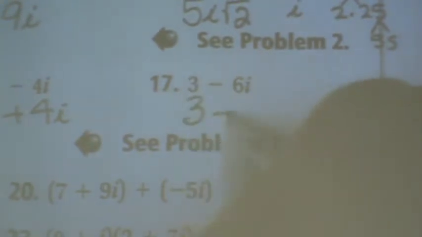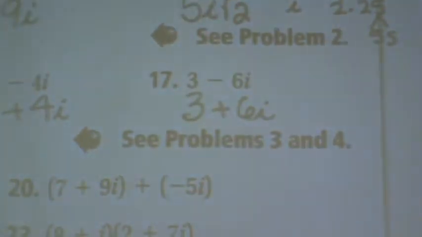Number 15, it's 2 plus 2i. 16 is 1 plus 4i. And 17 is 3 plus 6i. These are the conjugates. For number 18, you are simplifying this and writing them in standard form.